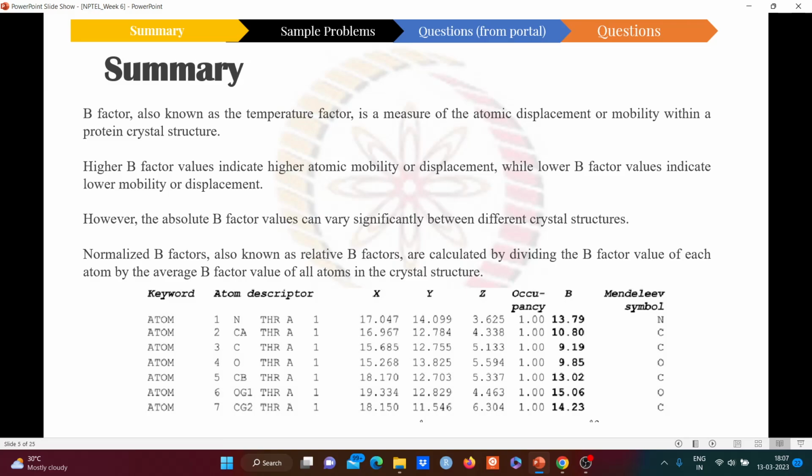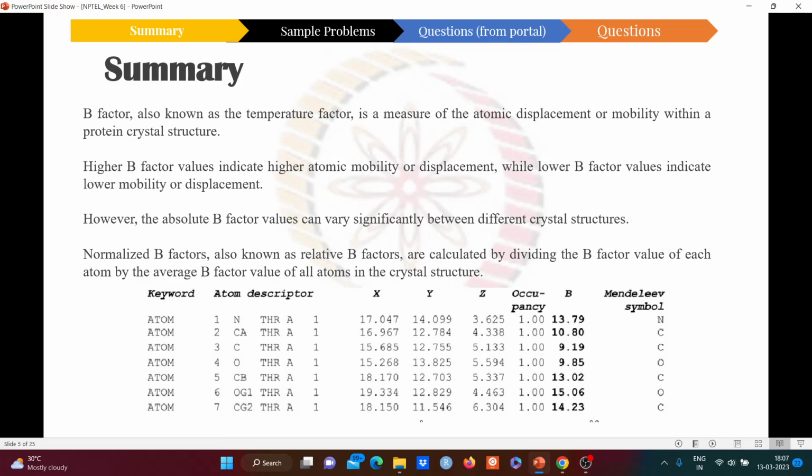These normalized B factor values are useful in identifying the flexible regions within a protein that may be important for functions such as active sites or binding sites. They can also be used to compare the flexibility of different protein structures and to study the effect of mutations or ligands on protein flexibility.